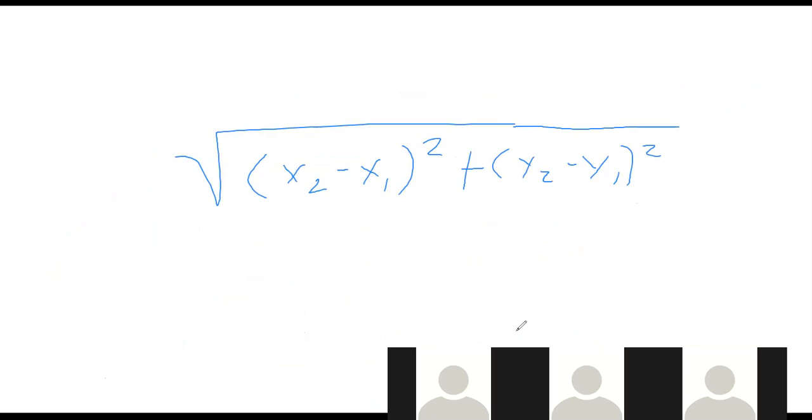So again, remember, the formula should be x2 minus x1 and y2 minus y1 squared. And we're going to take the square root of all that. Are we doing another one? Let me see. Yeah, let's go ahead and do one more.